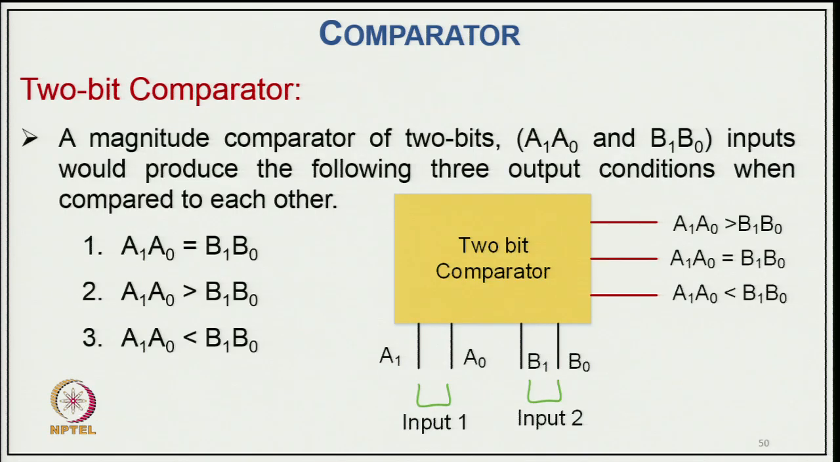And now coming to the 2-bit comparator, a magnitude comparator of 2-bit inputs A1 A0 and B1 B0 will produce the following three output conditions: when A1 A0 is equal to B1 B0, or A1 A0 is greater than B1 B0, or A1 A0 is less than B1 B0. These are the typical conditions. These are the two inputs, A1 A0 a 2-bit number, and B1 B0 the other 2-bit input, and these are the corresponding output conditions of the 2-bit comparator.